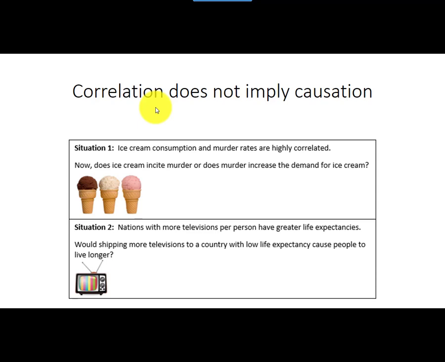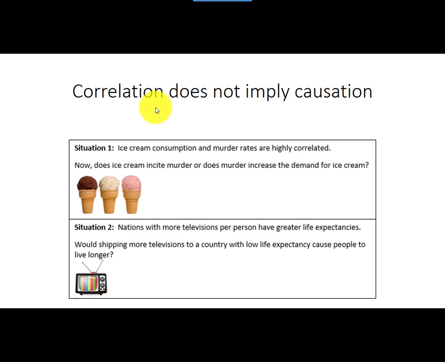Here's a few examples of what I mean. So, situation 1, ice cream consumption and murder rates are highly correlated. We've seen this in lots of situations. People have actually looked at this data and they find that. So, we would say, now, does ice cream incite murder, or does murder incite the demand for ice cream? If we thought causation was in the situation, we would say one of these two statements. Neither one of them makes sense.